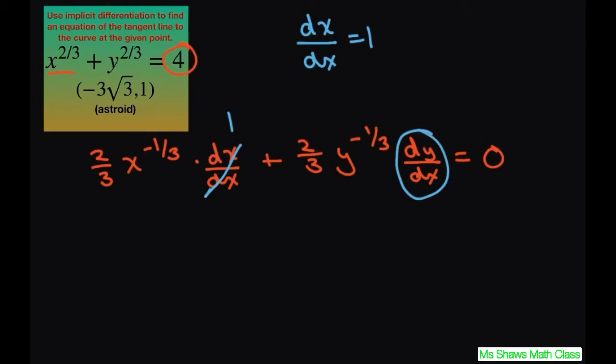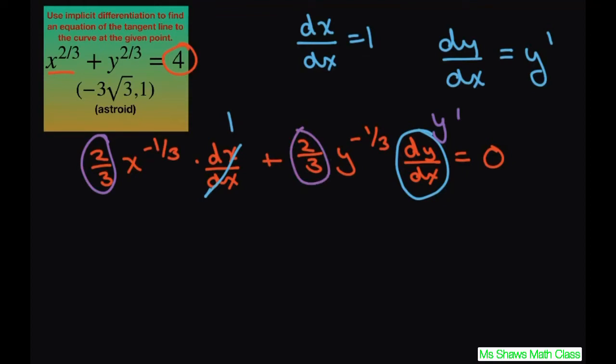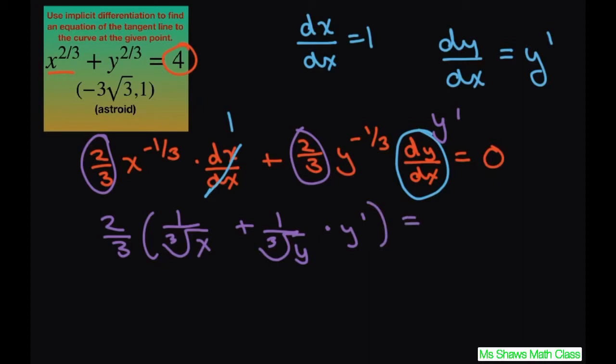Derivative of y with respect to x, I'm going to use a different notation and call it y prime. It just makes it easier to look at, especially when you get into more complicated equations. So this is going to be y prime. I'm going to factor out a 2/3 and write this as 1 divided by cube root of x plus 1 divided by cube root of y times this y prime equals 0.